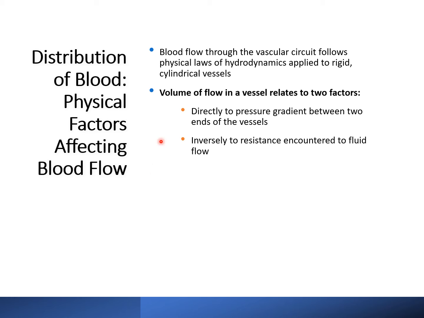So the first point here, the pressure gradient between two ends of the vessels. So pretend you have a straw, okay? Let's pretend you have one person blowing into the straw on one end, but then the other person is not on the other. Well, the air is going to pass through no problem, right?